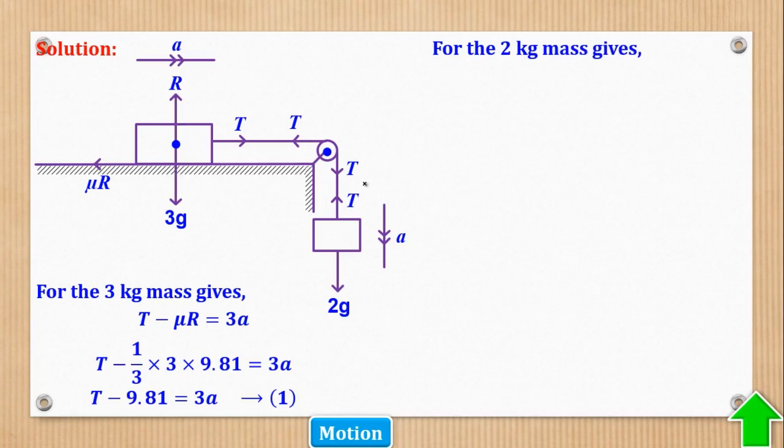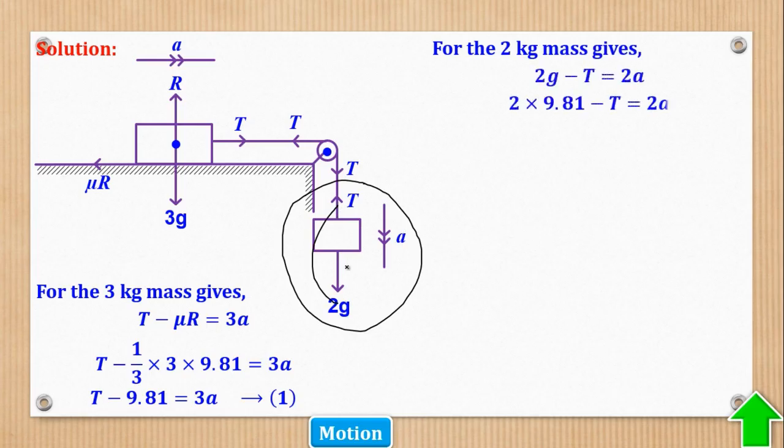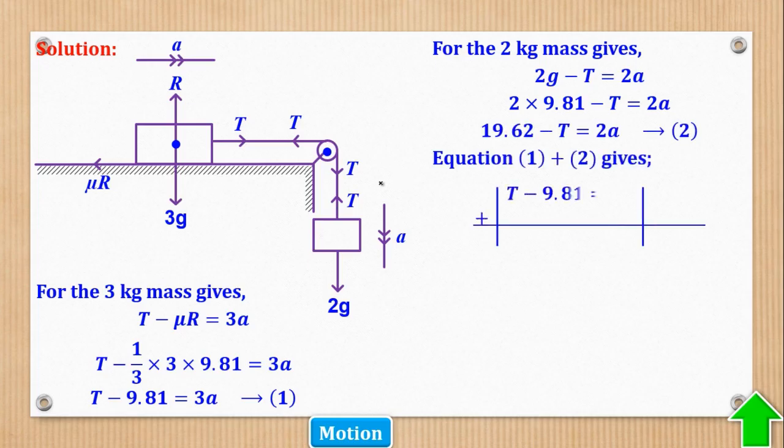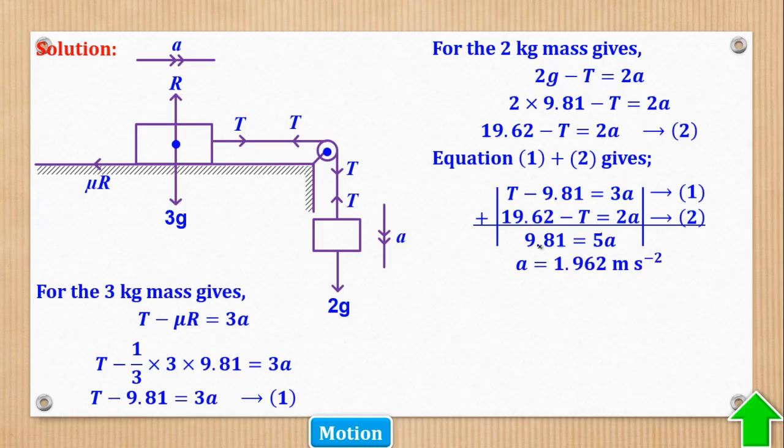Then for the 2 kilogram mass, the forces are these ones. Downward it will be 2g minus T equals 2a. Then substitute for g to get equation 2. Now those are 2 equations, 2 unknowns we need to solve simultaneously. So equation 1 plus equation 2 will give us that. So this and this cancel, this minus this gives this, and this plus this gives you that. In the end, we shall make a the subject, and that will be the acceleration.